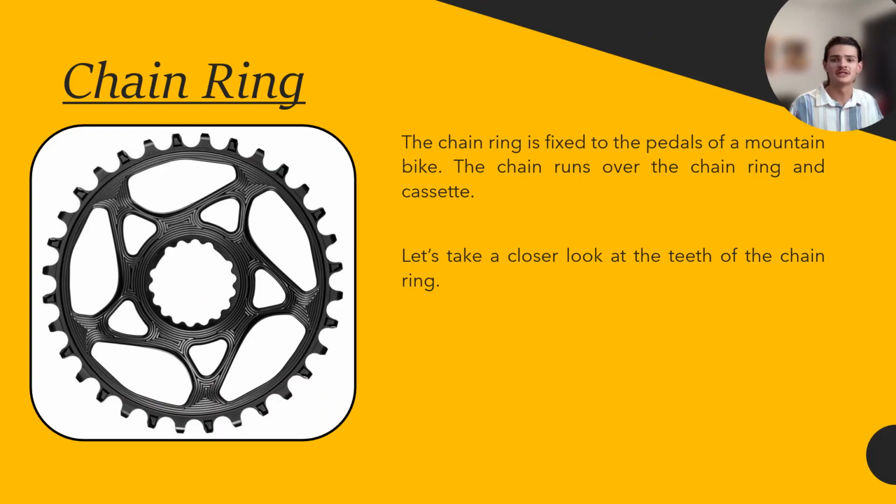The chainring is fixed to the pedals of the mountain bike. The chain runs over the chainring and the cassette. Let's take a closer look at the teeth of the chainring.